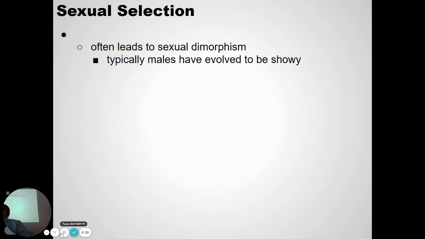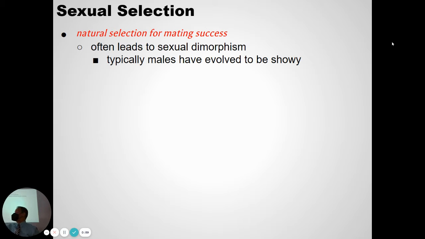Another type of selection, which we just talked about, is artificial selection, when it's humans choosing which individuals survive, which individuals mate together, and that could change a species over time. Another type of selection is called sexual selection. And sexual selection is when there's differential reproduction, and that leads to changes in the species over time.